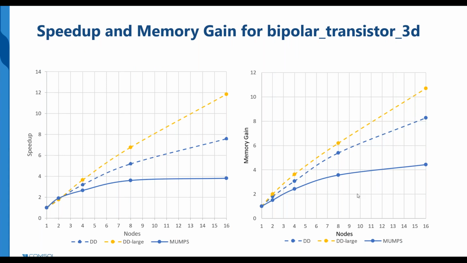You see here also that the yellow curve is the bigger problem, the 16 million size problem, and the blue are the 2 million size. The solid is the MUMPS, the dashed is the domain decomposition behavior. You see the memory gain and the speed up numbers are much better for domain decomposition. And you see also here that the size makes it even more advantageous to go to a cluster.